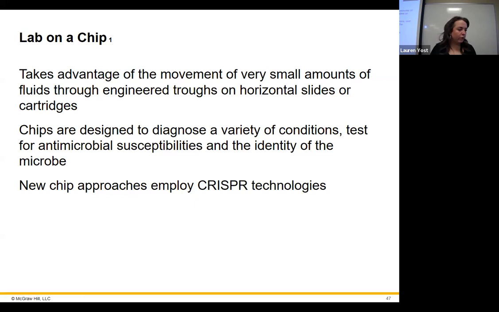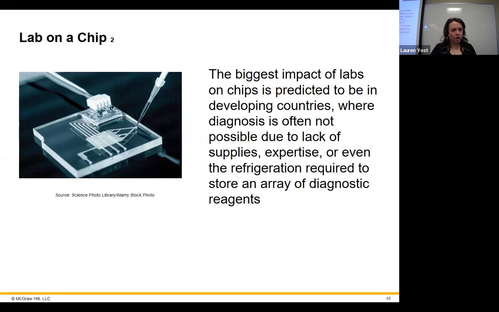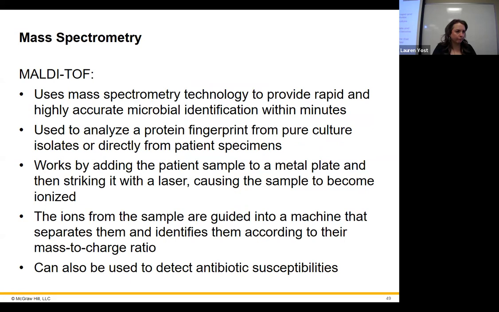We also have new chips that are employing CRISPR technologies that allow for more specific testing on certain diseases as well. So this is going to have a big impact on countries where it's harder to have a lot of different diagnostics, like PCR machines and all this stuff. Now they can just have this one thing that can diagnose a whole bunch of things all at once and hopefully make it more achievable for less wealthy countries.